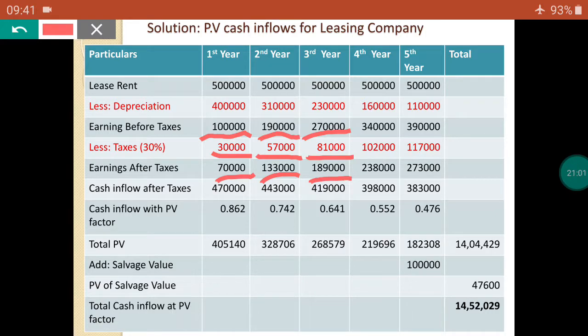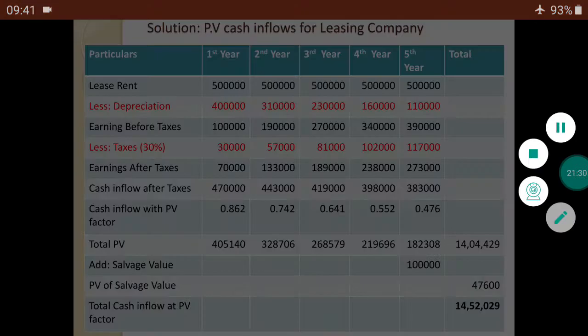1,89,000 rupees. Next, fourth year, your EBT is 3,40,000 rupees minus taxes of 1,02,000 rupees, and you get 2,38,000 rupees. Next, fifth year, the EBT is 3,90,000 rupees minus taxes of 1,17,000 rupees, and you get 2,73,000 rupees. It is the calculation of earnings after taxes.